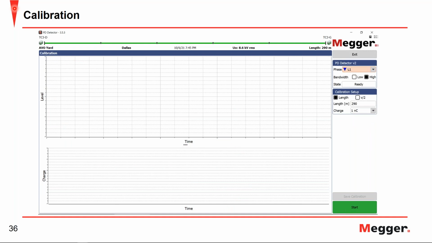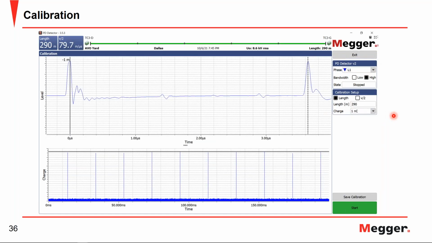So we've clicked our calibration. Now that we have our calibrator connected, the first thing we want to do in our calibration is verify that we have all of our settings correct. We have the correct phase selected. Our bandwidth is typically always going to be high. It's ready for us to calibrate. Our length is correct, and our charge is correct because we're injecting 1 nanocoulomb. So we're ready to go. We go ahead and hit start.